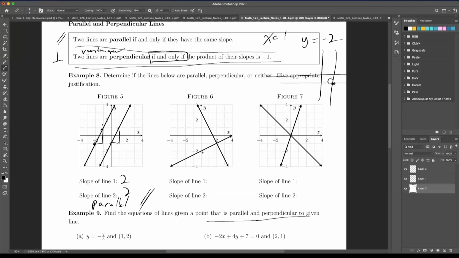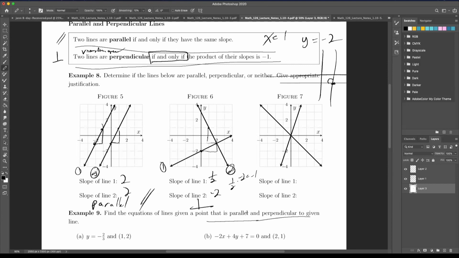All right, if we look at this one here, it's over 2, up 1. So the slope of, let's call this line 1. Probably help me label my lines. Let's call this line 2. So the slope of line 1 is a half. And here, it's down 2, over 1, so this is -2. If I multiply a half times -2, it equals -1, and so this is indeed perpendicular.